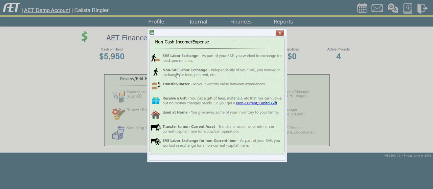If I'm doing a non-SAE labor exchange, that means I'm doing non-SAE related work for those same items. SAE labor exchange means I have a different SAE that in exchange for work, I'm getting these items. This is saying I don't have a separate SAE, but I'm still doing some work to get these items. So maybe I'm helping with chores, or I'm working at my parents' bakery to help for this. So though they're not egg related, they can still be used as a labor exchange.